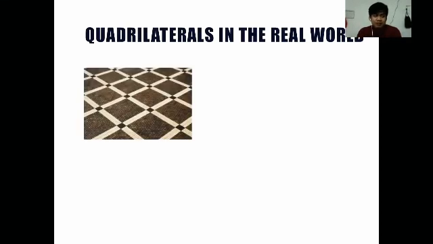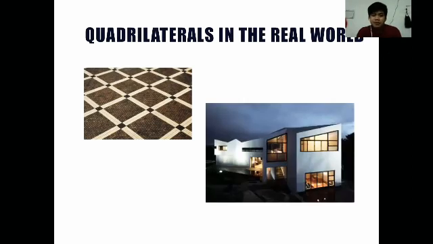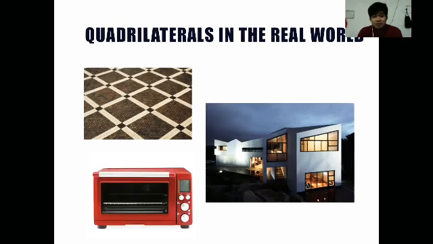So we have tiles. Yung mga tiles ninyo sa bahay, those are examples of quadrilaterals. Windows, walls. Mga windows, walls ninyo, those are also examples na quadrilaterals. Oven toaster. So kung makikita niyo yung shape niya, it's a type of rectangle. Yung salamin niya sa harap, rectangle, and yung screen, quadrilateral din. Next.